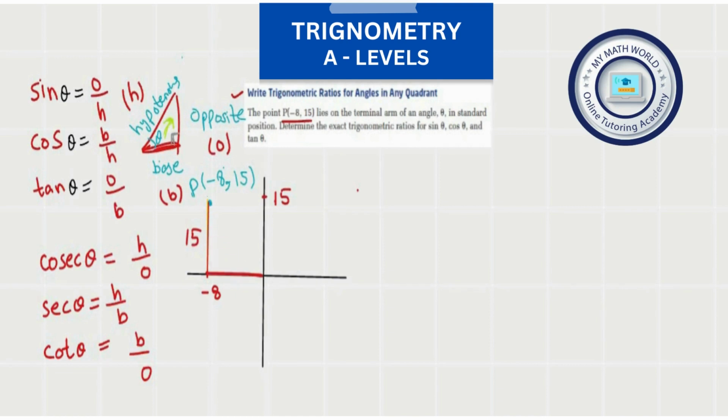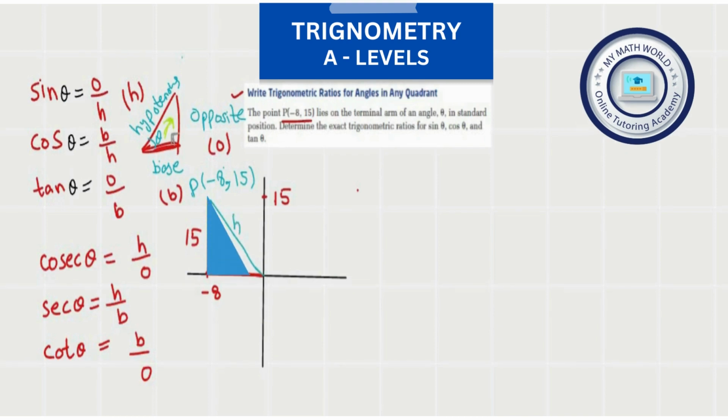Okay, so now we need a resultant line. We can show that resultant line over here. Okay, so here is the resultant line. We can show it by h. Next task is to find the value of this h.